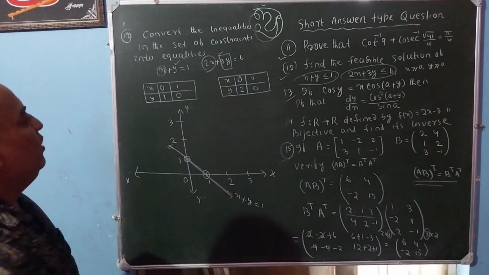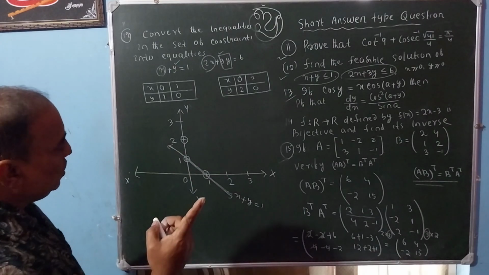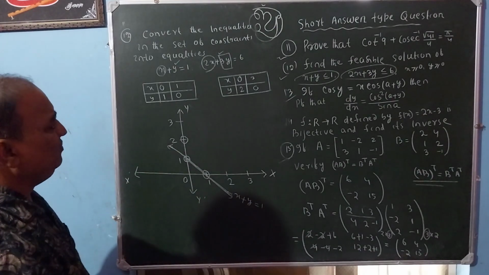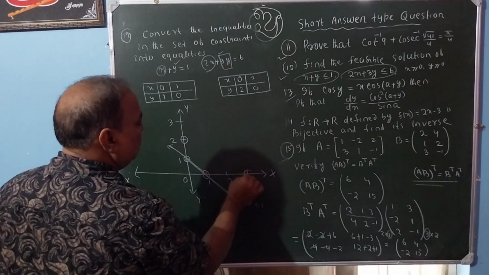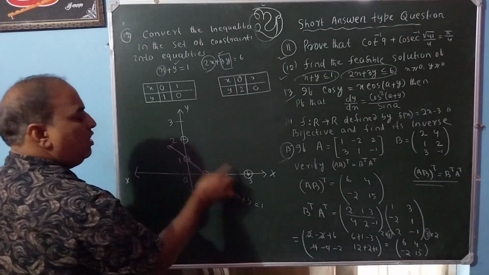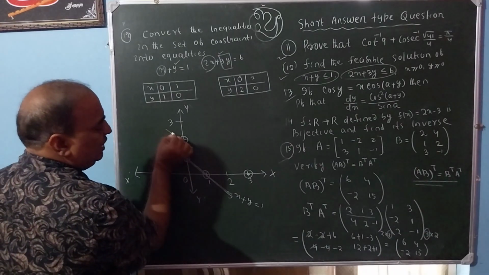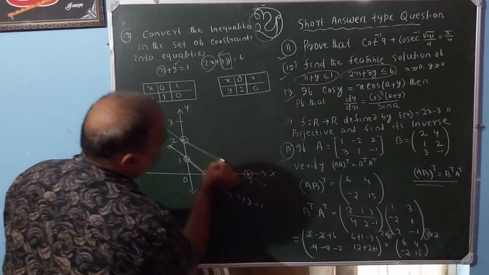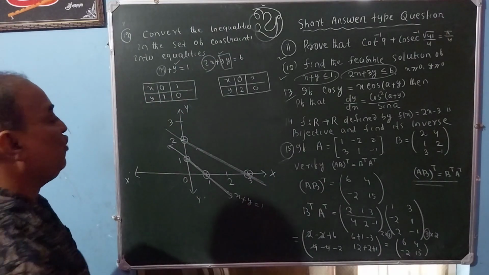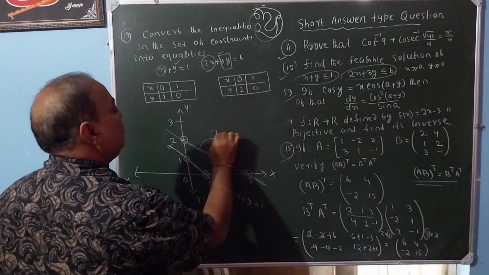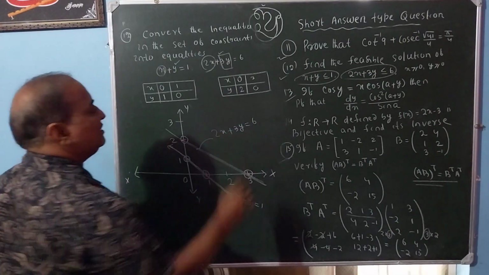Then when x is equal to 0, y is equal to 2, and when y is equal to 0, x is equal to 3. So this is one point on the y-axis, and this is another point on the x-axis. Join these two points using a scale. So that is the line 2x plus 3y is equal to 6.